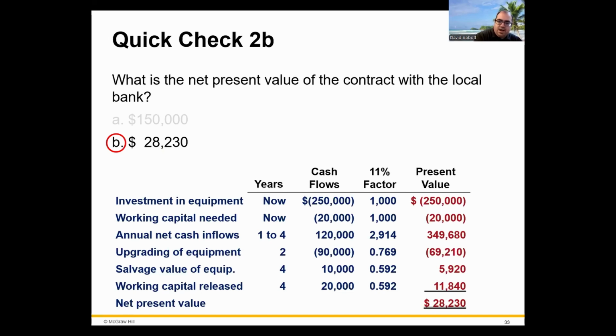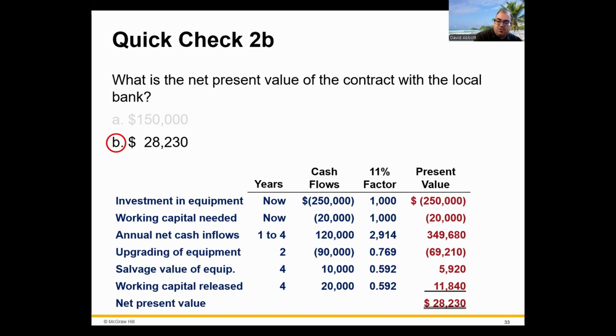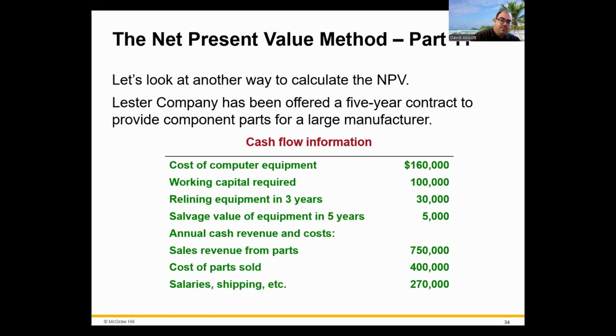28,230. And again, we do this by figuring out, okay, we know what the working capital is now, and the investment would be 250,000. So that's straight across. The annual net cash inflow is 120,000 for each year. So 120,000, and then the factor 2.914 would give 349,680. And then the cost of upgrading the equipment in year 2 would be with the factor 0.769. I think they might have used the wrong factor percentage there, but anyway, the net present value would be 28,230.